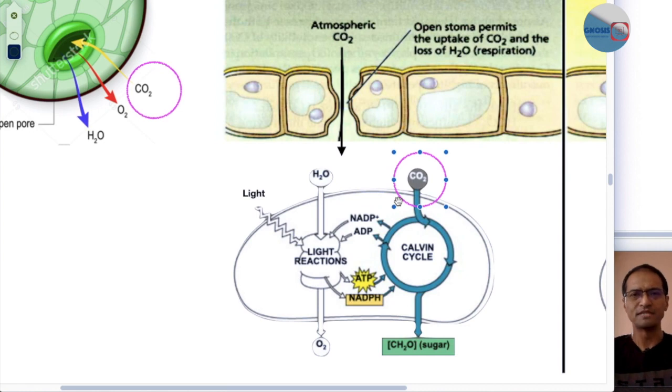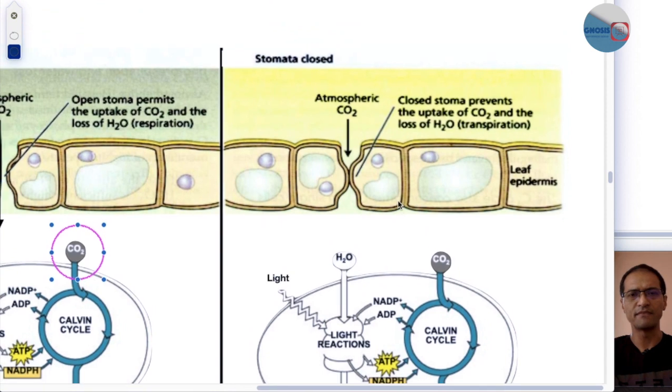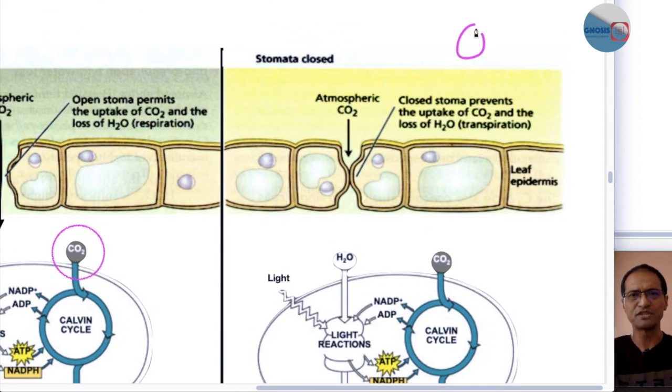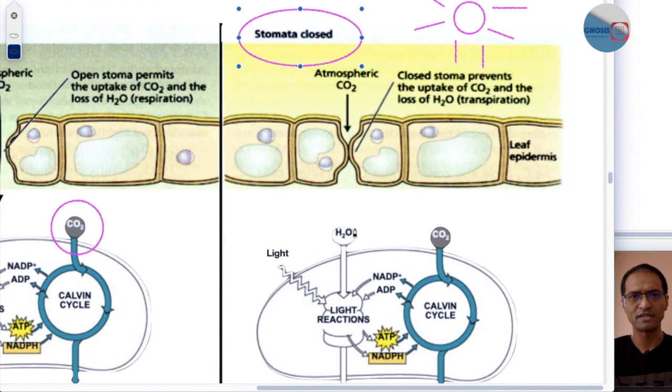But what really happens when you have very, very high temperatures during the day? So when you have very high temperatures, it's very, very hot, what happens is the plant tries to reduce the transpiration rate and the loss of water through transpiration. And one mechanism by which it does that is to close the stomatal pore. Now when it closes the stomatal pore, atmospheric carbon dioxide cannot enter into the mesophyll cells of the plant.